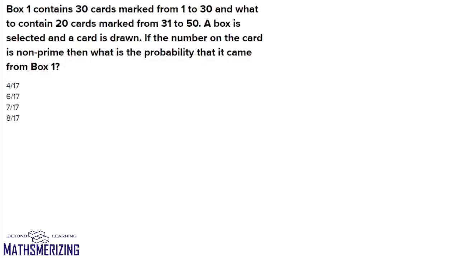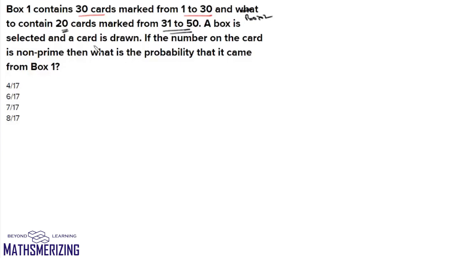Today we'll discuss the JEE Mains September 2nd Shift 1 paper, and this paper has some very easy questions and some moderate questions. So we'll start with the first question itself, and the question is: box 1 contains 30 cards marked from 1 to 30 and box 2 contains 20 cards marked from 31 to 50.